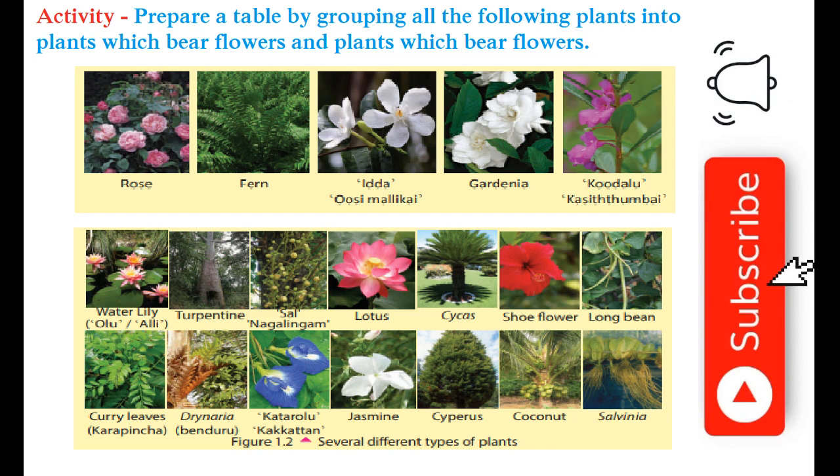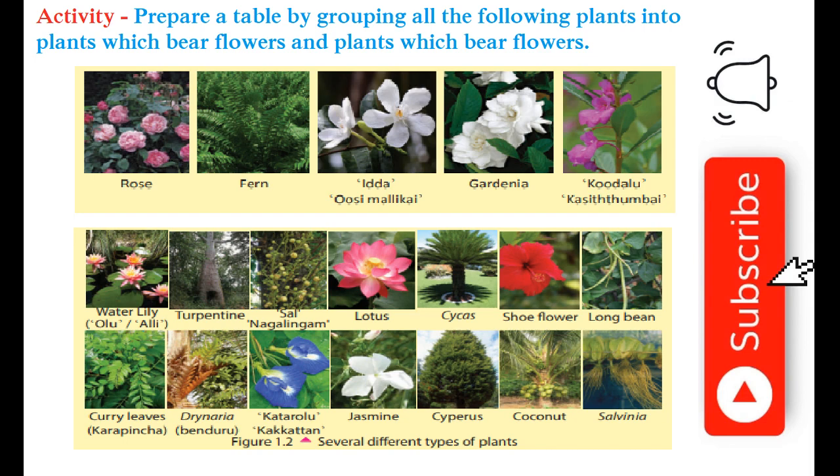Okay. Balsam. Now you must have seen balsam. There are different colored balsam plants. Balsam flowers are there, right? If you observe this balsam plant carefully, you will see it has a very tender stem, right? And water lily. Water lily is also a beautiful flower, right?